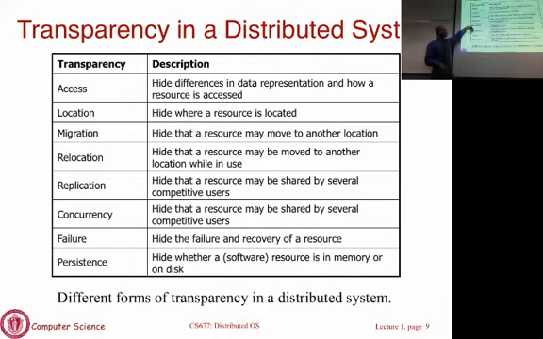Now, for each of those other properties, the location of your application, whether the resources migrate or not, whether there is concurrency in the system, whether components fail or not, all of those could be either transparent, which means it is handled by the system transparently to the user. The user doesn't have to deal with it. Those properties are handled internally, or are you going to expose it?